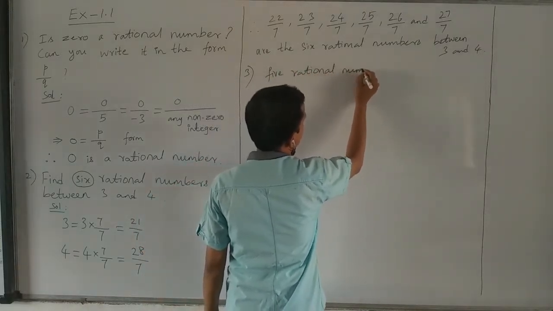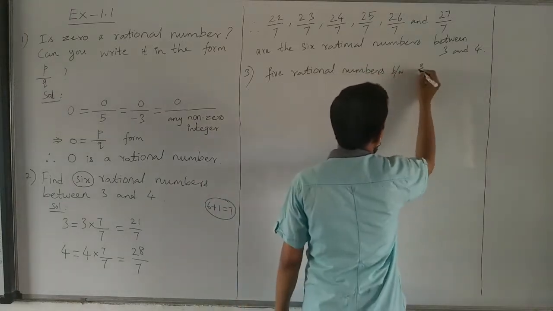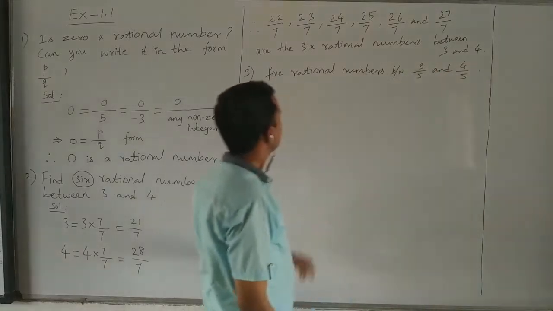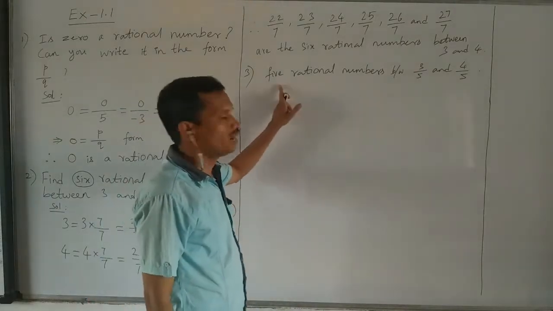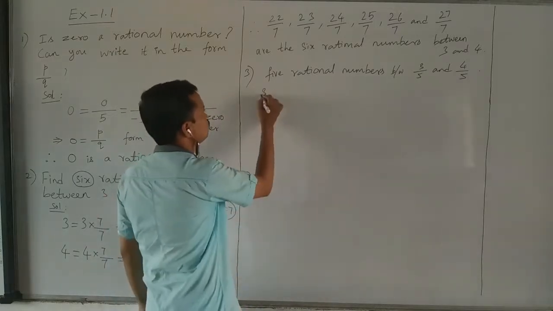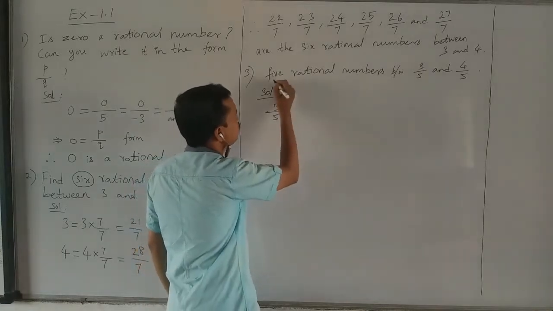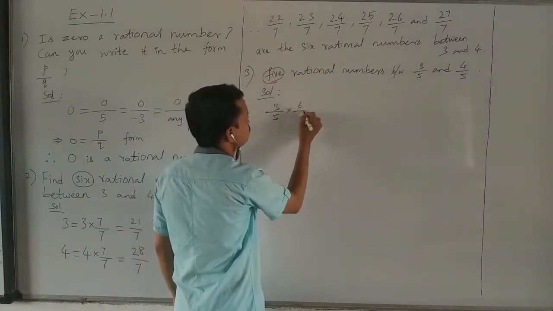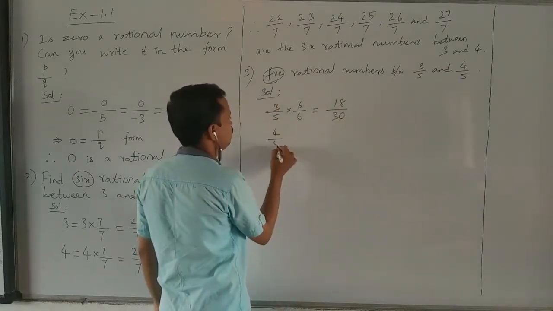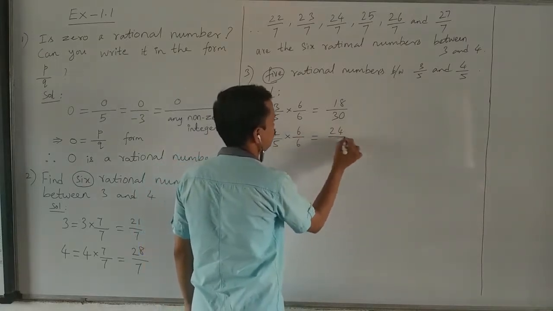Find 5 rational numbers between 3 by 5 and 4 by 5. So this is the question. Solution: 3 by 5. How many rational numbers? 5. So multiply by 6, you get 18 by 30. And the next number, 4 by 5, you multiply by 6 and divide by 6, you get 24 by 30.